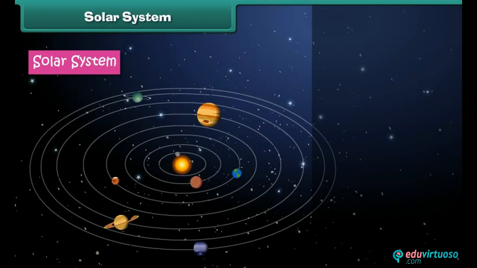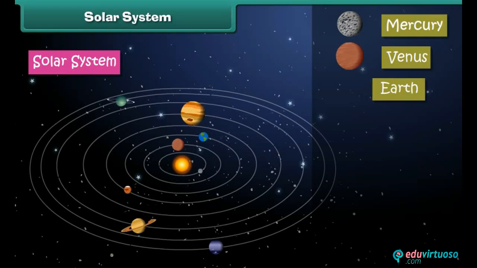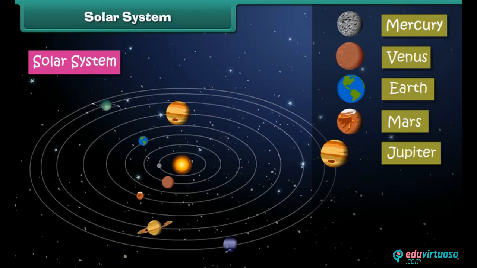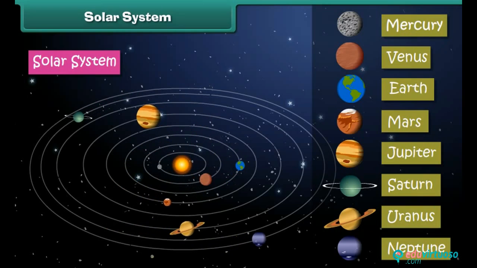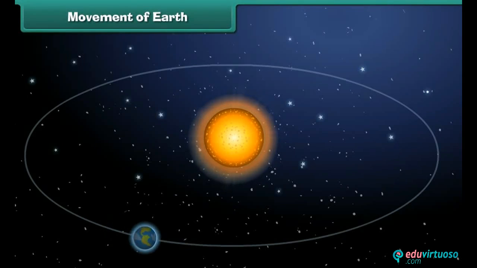The 8 planets are Mercury, Venus, Earth, Mars, Jupiter, Saturn, Uranus and Neptune. Movement of Earth.